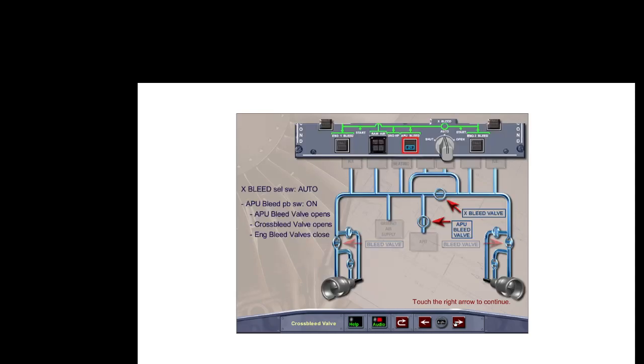With the cross-bleed selector switch in auto, the APU running and the APU bleed push-button switch on, the APU bleed valve and cross-bleed valve will open. Both engine bleed valves will close. If the APU bleed push-button switch is selected off, both the APU bleed valve and cross-bleed valve will close. The engine bleed valves will open if the engines are running and the engine bleed push-button switches are on.